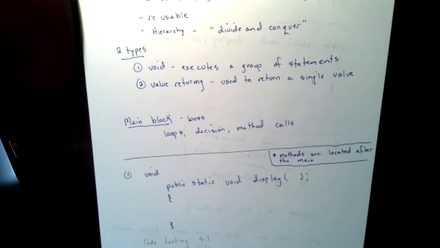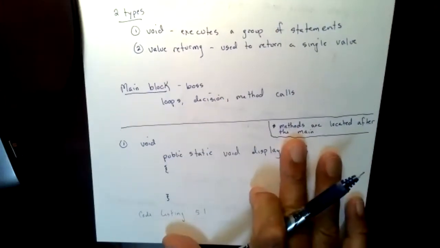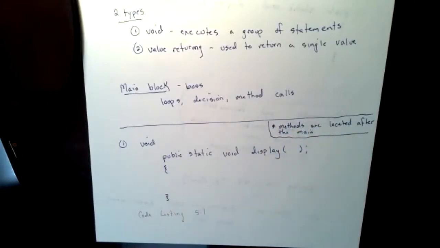The second type of method is one that will actually return a single value. We call it a value returning method. Darn, what if I want to do 2 values or 3 values? That's down the road. We're still taking baby steps. But for right now, we're going to talk about the two types, a void method and a value returning method.